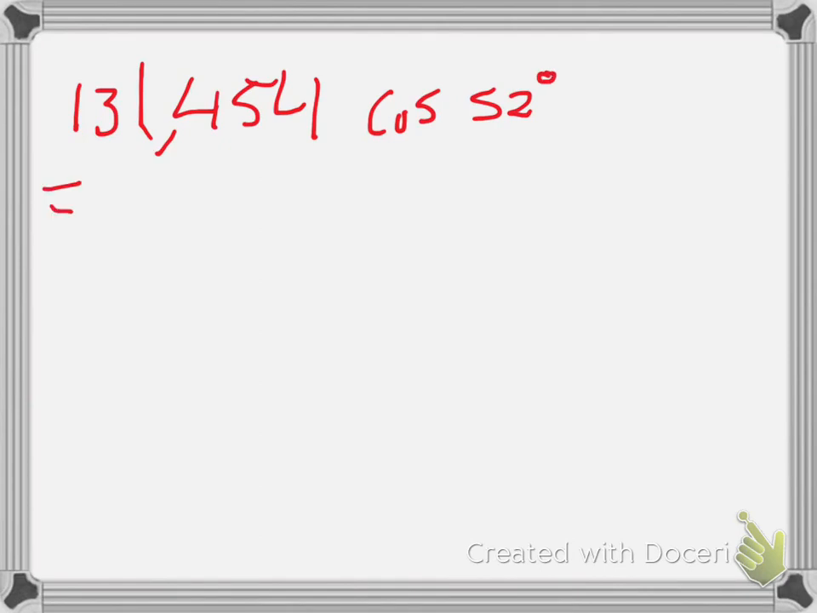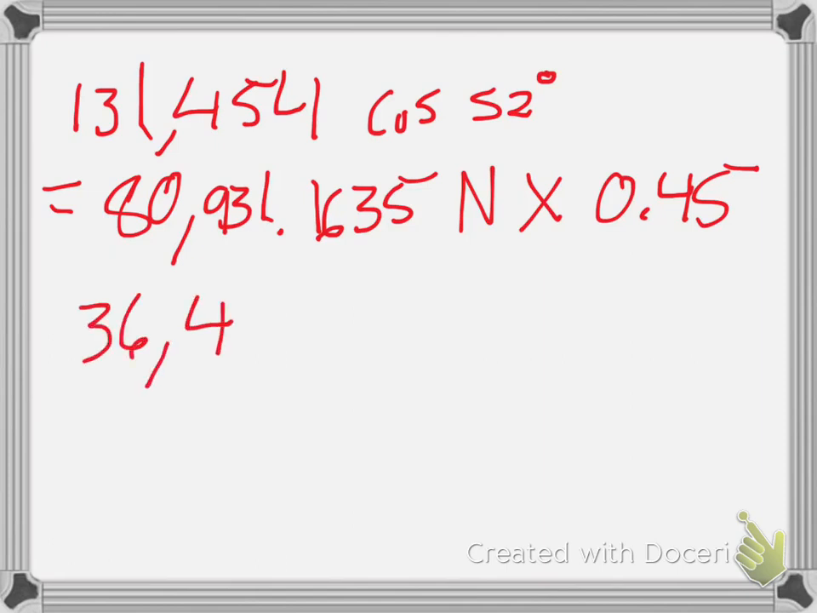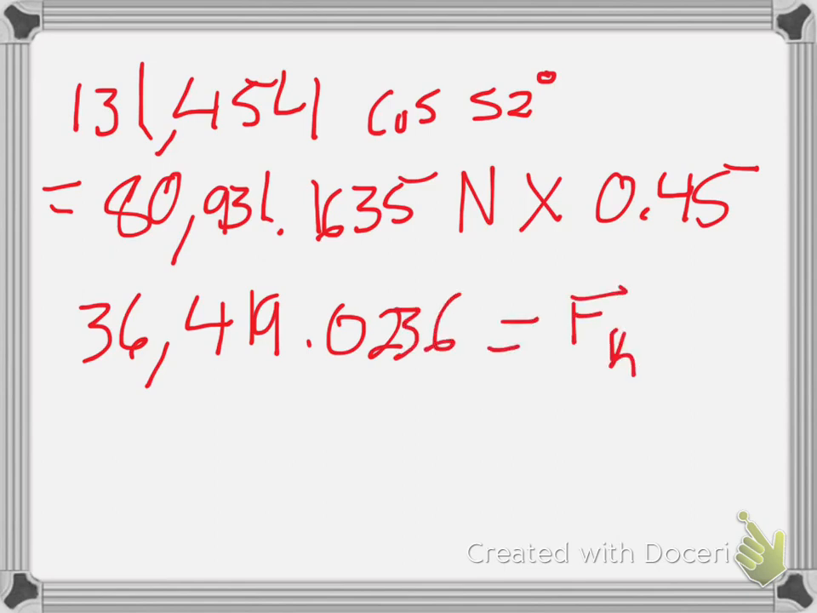So then we come out with 80,931 and a bunch of decimal places, which I like to keep as many as I can just for significant figures later on. So that'll be newtons. So that's our normal force, which we then need to take times the coefficient of kinetic friction, which they gave us, which was 0.45. So if we take that times 0.45, we wind up with 36,419 and a bunch of decimals. And this is our force of kinetic friction.